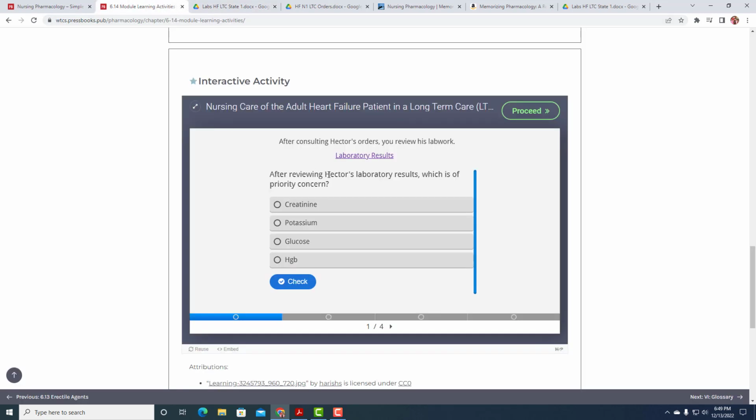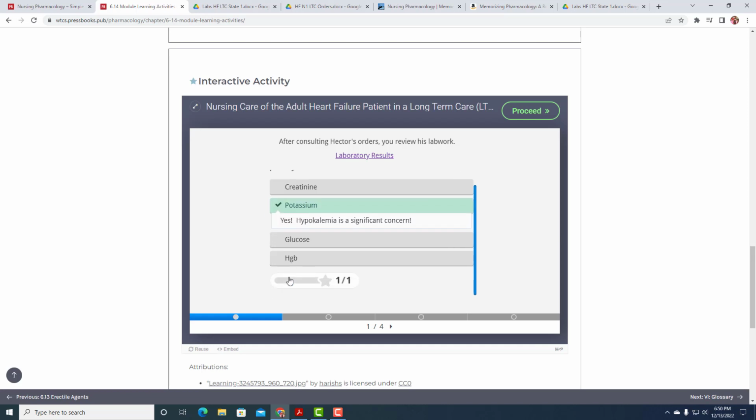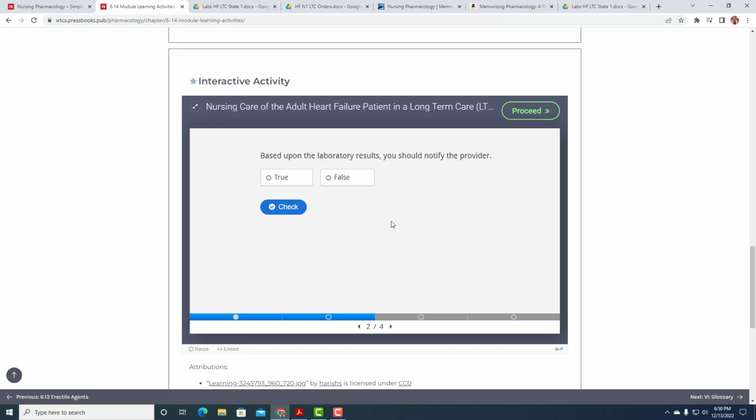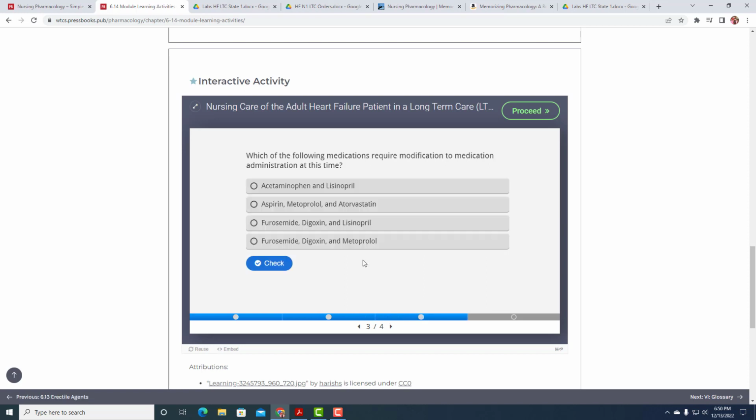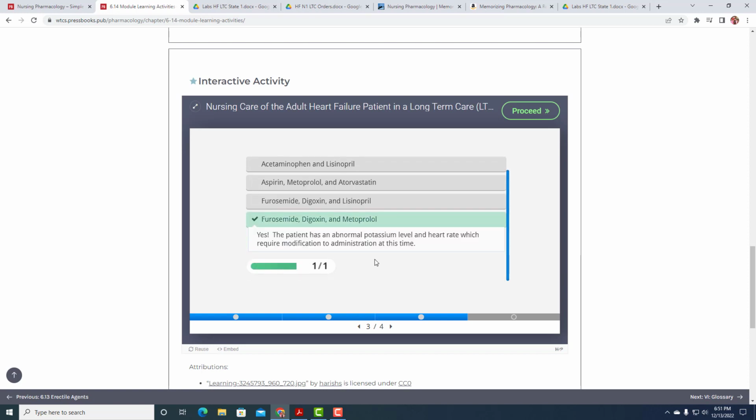So after reviewing Hector's laboratory results, which is a priority concern: the creatinine, the potassium, the glucose, or the hemoglobin? Definitely the potassium. Hypokalemia is what we're worried about. Based on the laboratory results, you should notify the provider. So what we're looking at is what would have the greatest effect on the potassium and heart rate, and that would be the furosemide, digoxin, and metoprolol. The abnormal potassium level and heart rate require that administration and modification at this time.